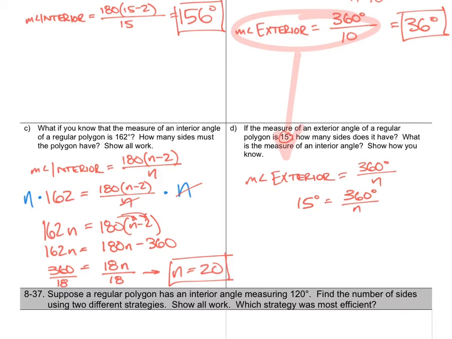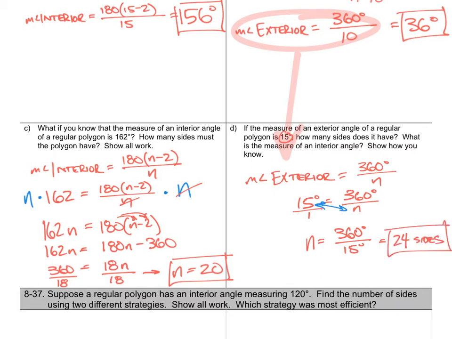Well, let's see here. We can multiply both sides by n, then divide by 15. Another way to think of this is we can just write this out as a proportion and swap the 15 and the n. And that's going to give us n equals 360 degrees over 15 degrees. That's also known as 24.